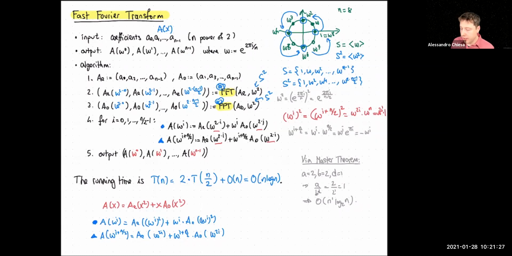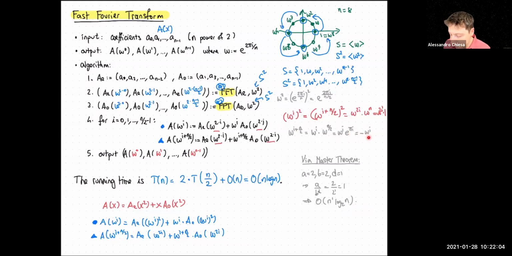Okay, explain the gray equation on the right. So with this equation here, we are establishing that this one and this one have the same square. Okay, so let's do it. Omega to the i plus n over 2, I just split it into two parts: omega to the i times omega to the n over 2. Now, omega is e to the 2 pi i over n. So if I multiply by n over 2, I'm left with e to the pi i. e to the pi i is minus 1, so I have minus omega to the i.